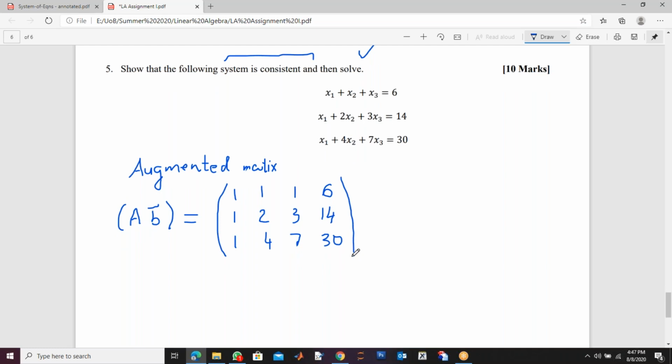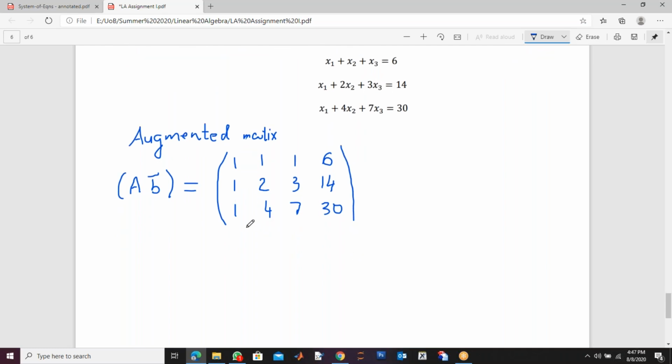Now you can reduce it to echelon form. Because there are three variables, if at any step you get a row where the first three entries become 0 and the last becomes non-zero, it can be anything, 1, 2, 3, whatever, you can stop there and say that my system is not consistent, it has no solution, because this means 0 equal to 7, which is not true, right? If these all become 0, then this should also be 0. If this is the case, then no problem, 0 equal to 0 is fine.